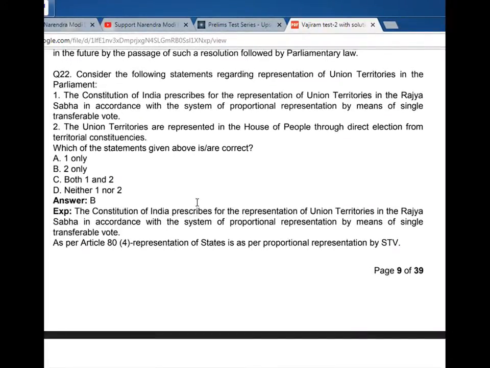Consider the following statements regarding the representation of Union territories in the parliament. So B is correct. The Union territories are represented in the House of the People through direct election from territorial constituencies.